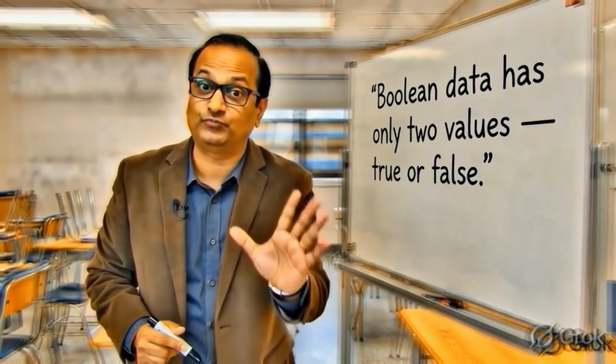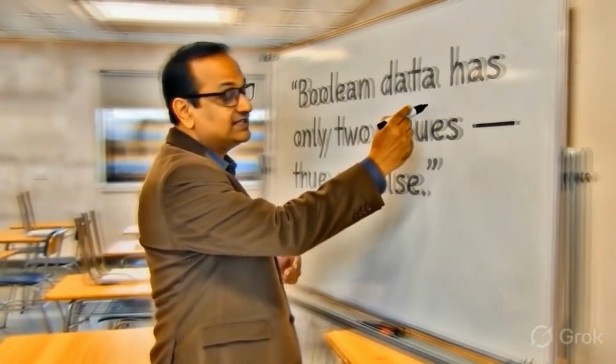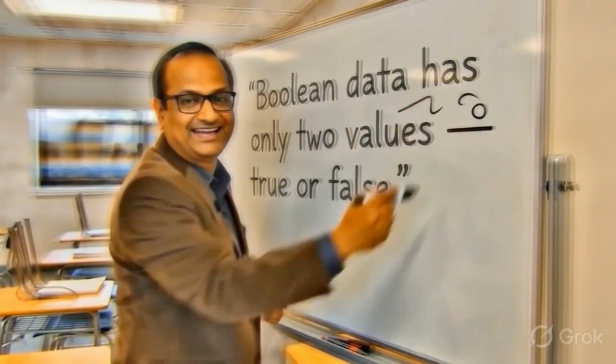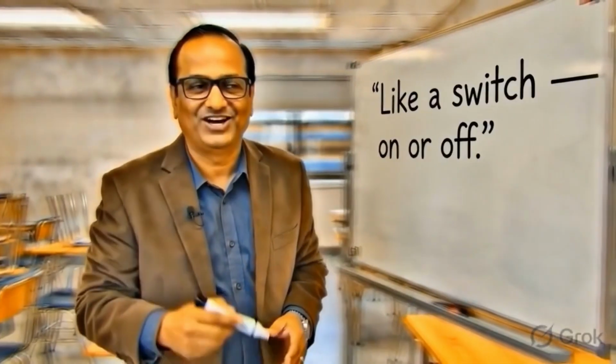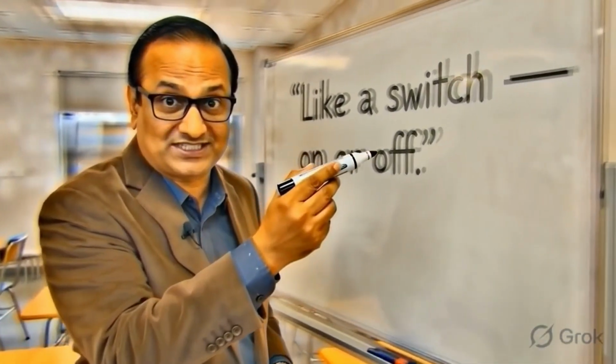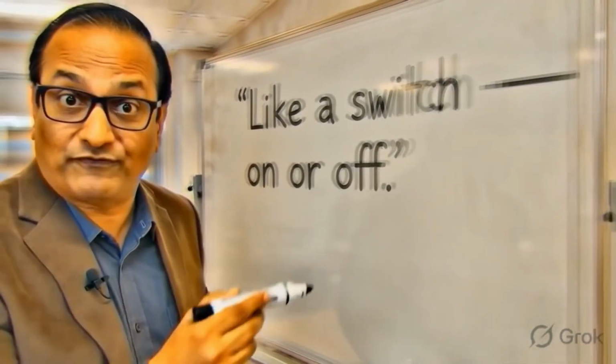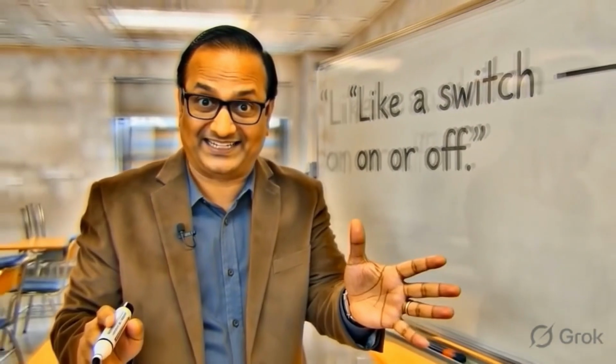Boolean data has only two values, true or false. It's the foundation of all computer logic. This simple concept drives complex decision making. We'll see how in the next example. So as you see here, it's like a switch. It can only be on or off. There's no in-between state. This binary principle is fundamental.